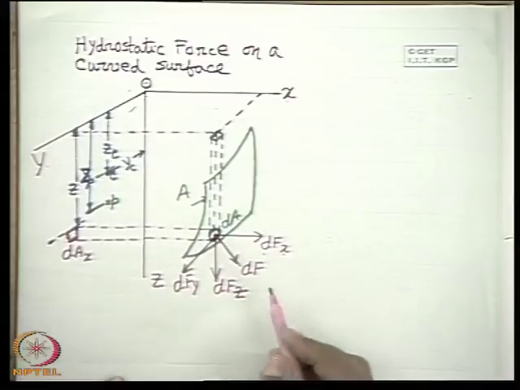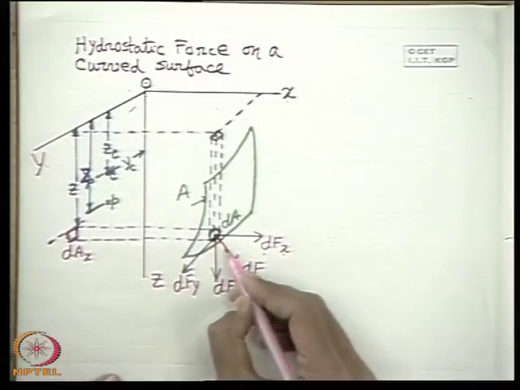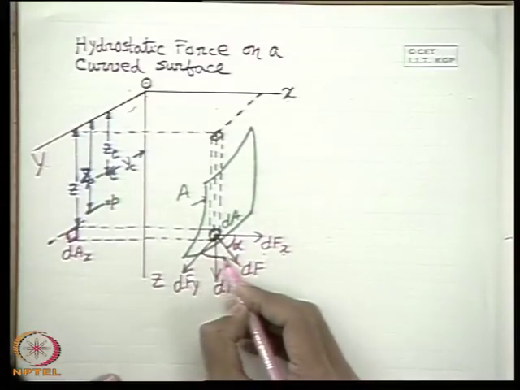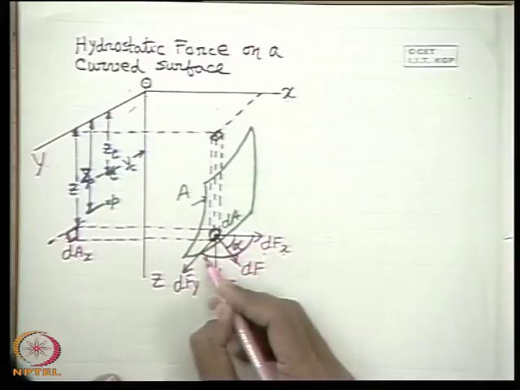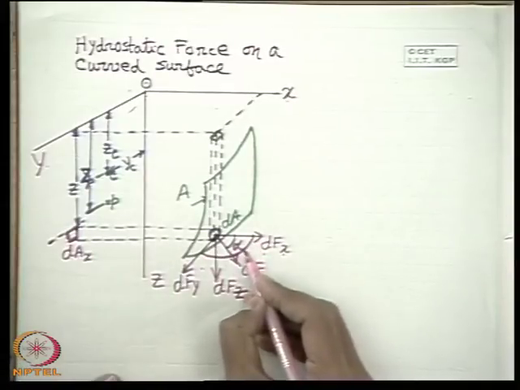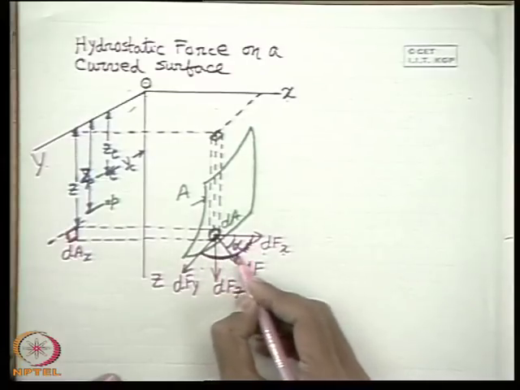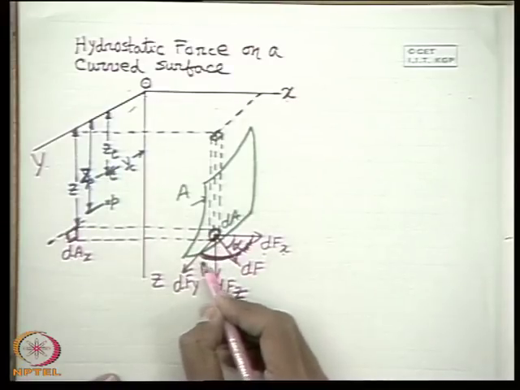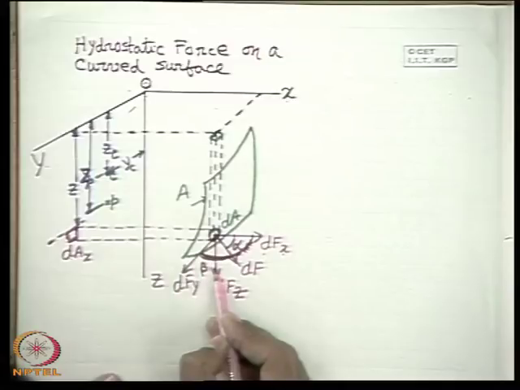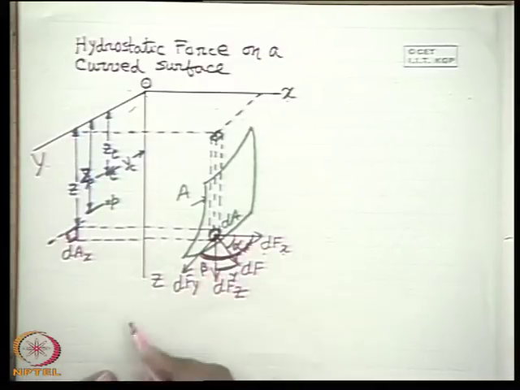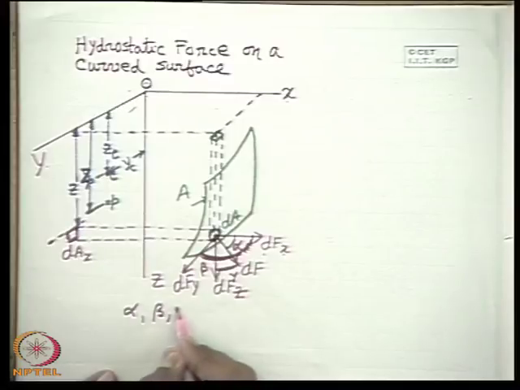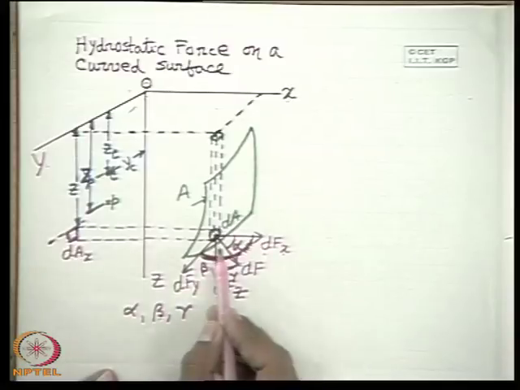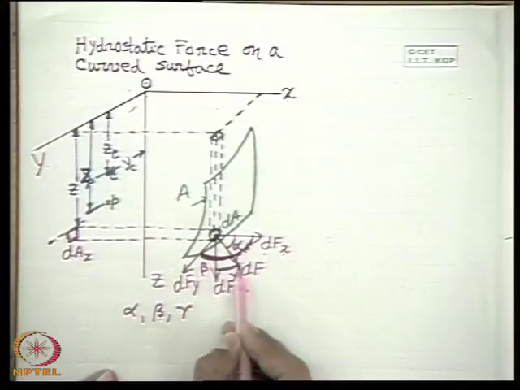Now if we assume that the normal to this surface makes an angle alpha with the x coordinate, makes an angle beta with the y axis, sorry, not this one, I am sorry, that means this one, and the normal with the z axis makes this angle as gamma. That means alpha, beta and gamma are the angles made by the normal to this area with the x axis, with the y axis, and with the z axis.